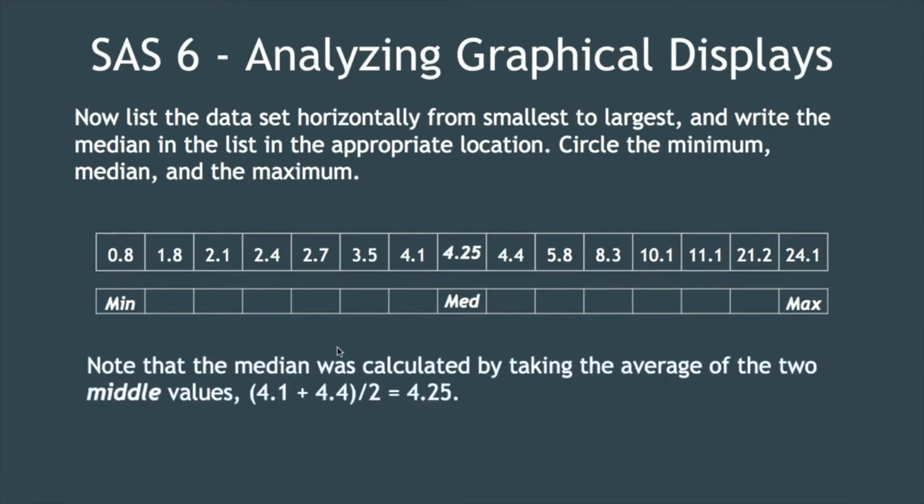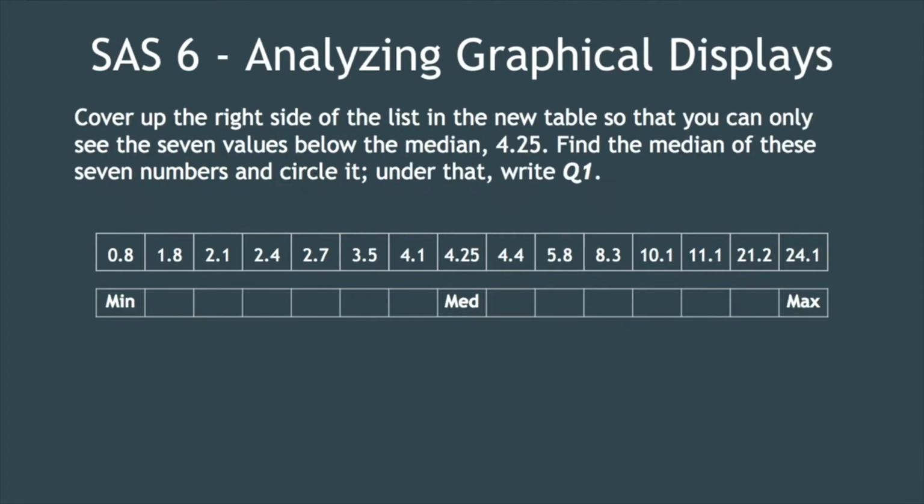Now, note that the median was calculated by taking the average of the two middle values. I had to point this out again because I want to make sure you understand how it was calculated. All right, now let's cover up the right side of the list in the new table so that you can only see 7 values below the median, 4.25. Find the median of these 7 numbers and circle it, and under that, write Q1. So 1, 2, 3, 4, 5, 6, 7. That middle value is this 2.4.